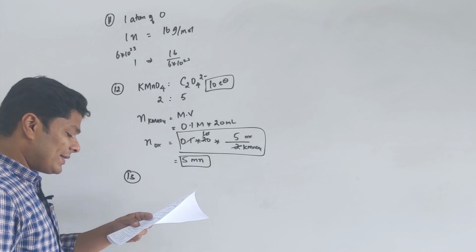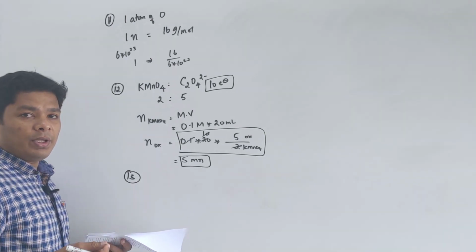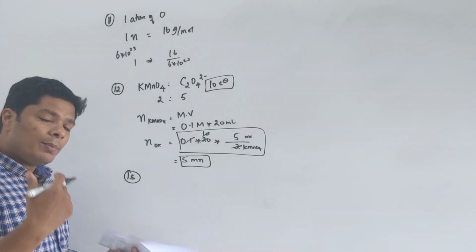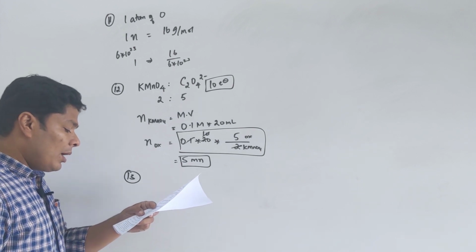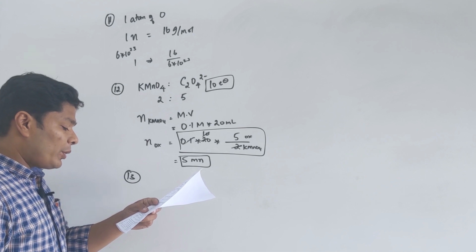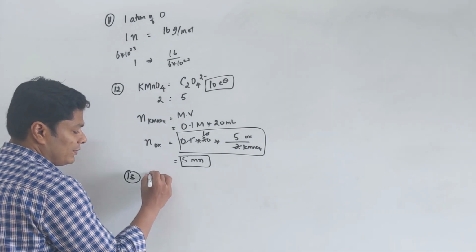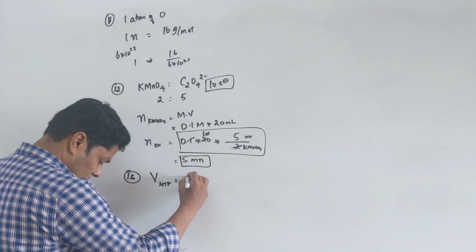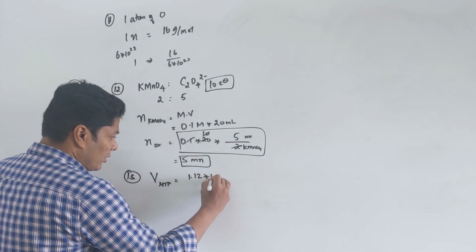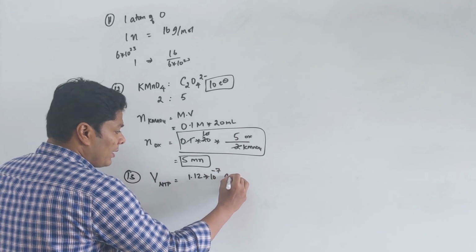13. Volume of gas at NTP. I told you NTP is 24.8, but for all practical purposes you can use 22.4, since both are close. Volume of a gas is 1.12 times 10 to the minus 7 cc. So the volume at NTP is 1.12 times 10 to the power minus 7 cc.